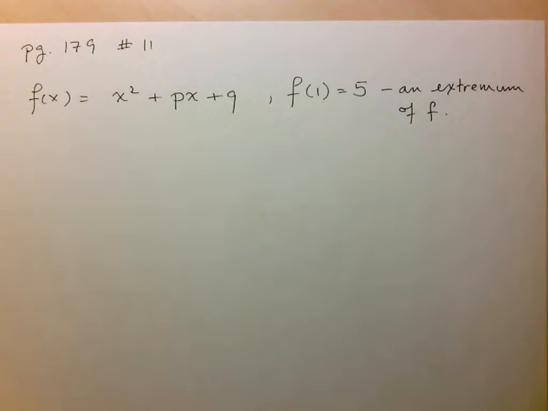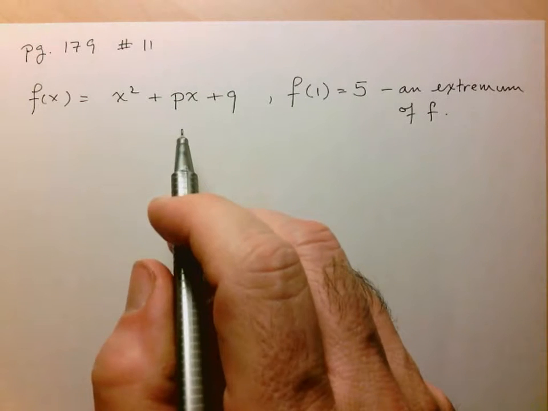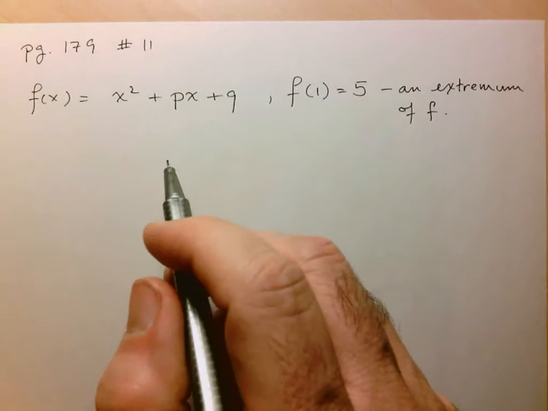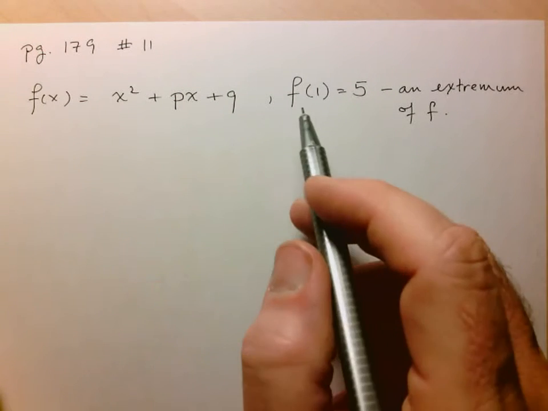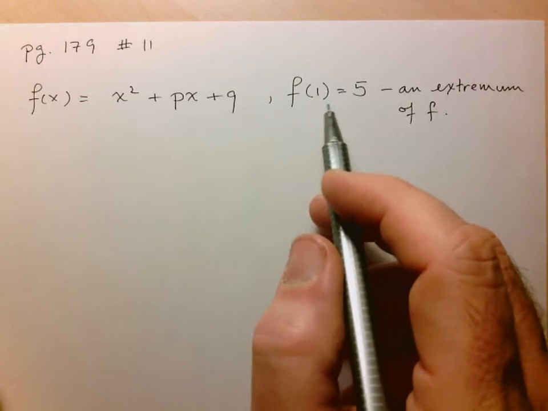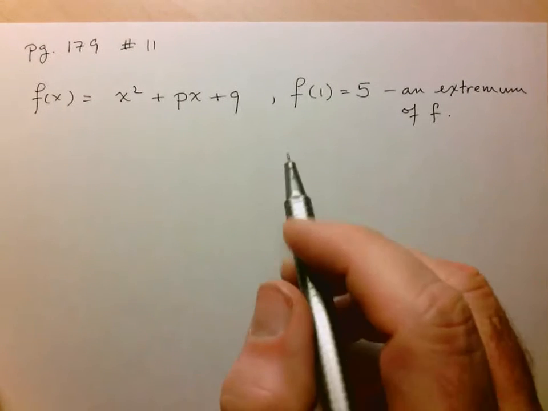Hi folks, we're going to take a look at number 11 on page 179. So they give us this quadratic function and we've got two of the coefficients are unknown. And they tell us that f at 1 is equal to 5, and they also tell us that this is an extremum of f.